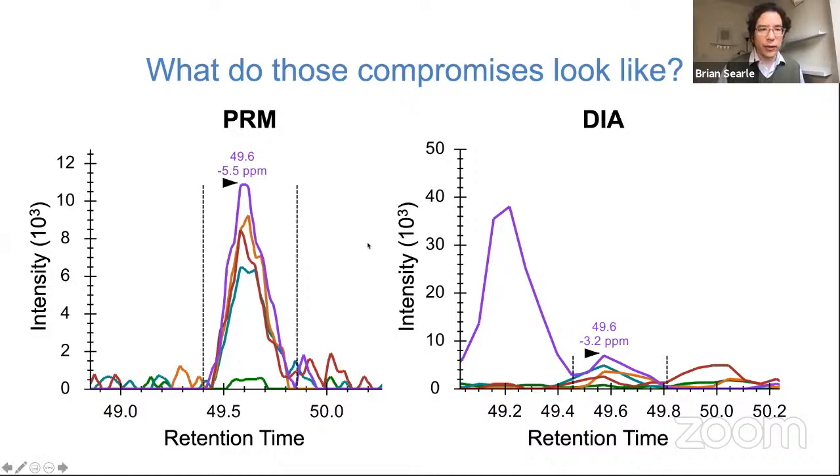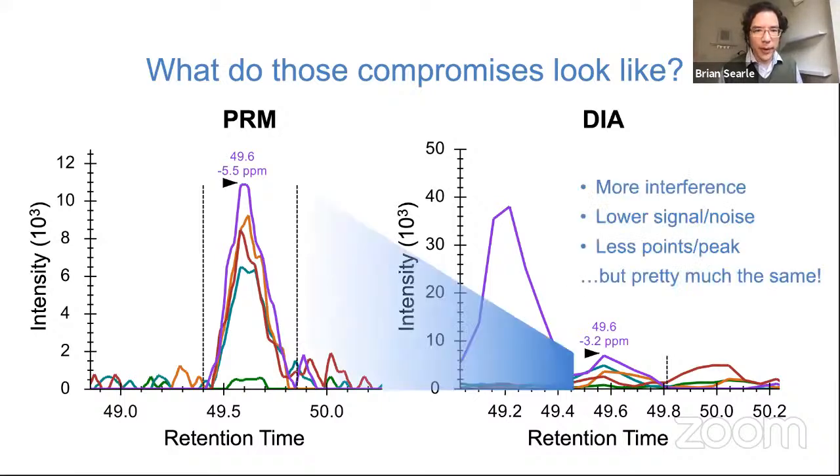What I'm showing you is measurements that I collected on a QE for PRM, where I get really good signal across the peak for these 5 transitions. And if I look at that same data with DIA, I run up into some different constraints. One of them is that there's more interference and a lot lower signal to noise, and also there are fewer points across the peak.